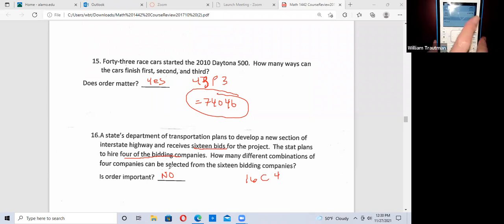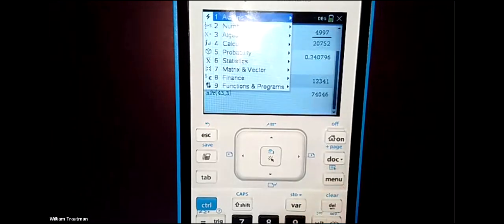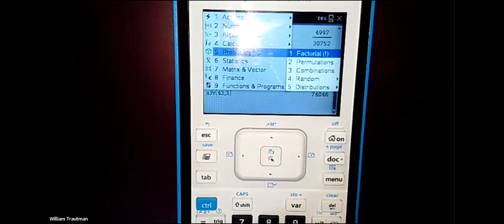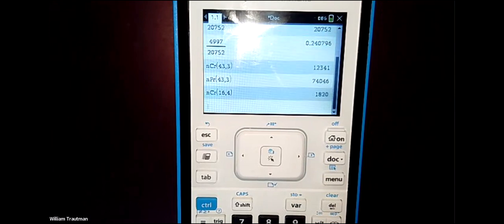So we're going to do 16C4 on our calculator. Menu 5, 1, C is 3, 5, 3, and then we're doing 16, comma, and we said 4. And there's our answer, 1820. 16 choose 4, 1820.